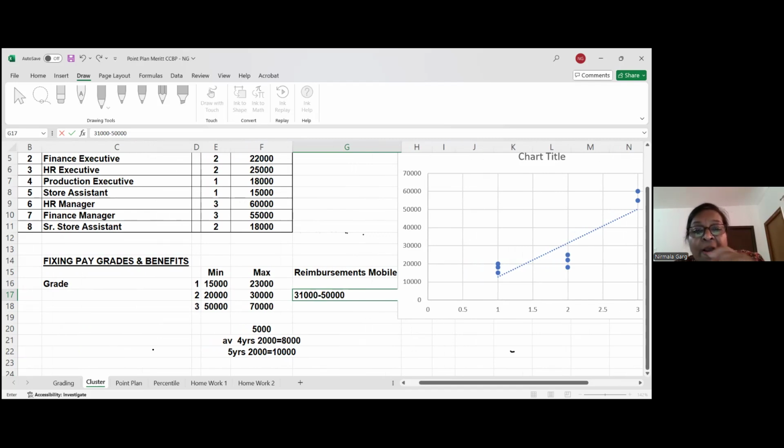The creation of sub-bands depends on the kind of positions with their responsibilities. So when I say grade 2 sub-band, I have categorized them. There will be positions in future, not necessarily higher in responsibilities, which will get into grade 3.